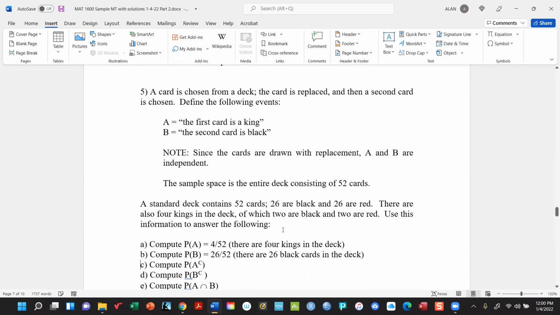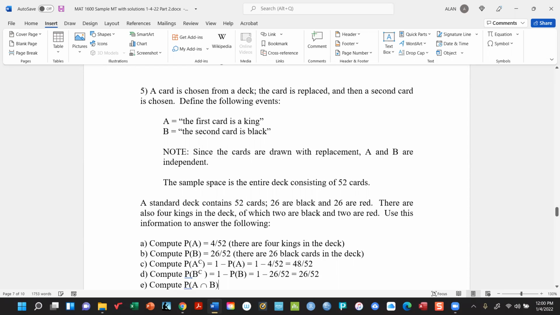Now, A complement. For this one, we should probably just use the rule. It's so easy. 1 minus the probability of A would be 1 minus 4 over 52, which is 48 over 52. Same thing with B complement. Let's just use the rule. It's so simple. 1 minus 26 over 52, which you can reduce to a half if you want to.